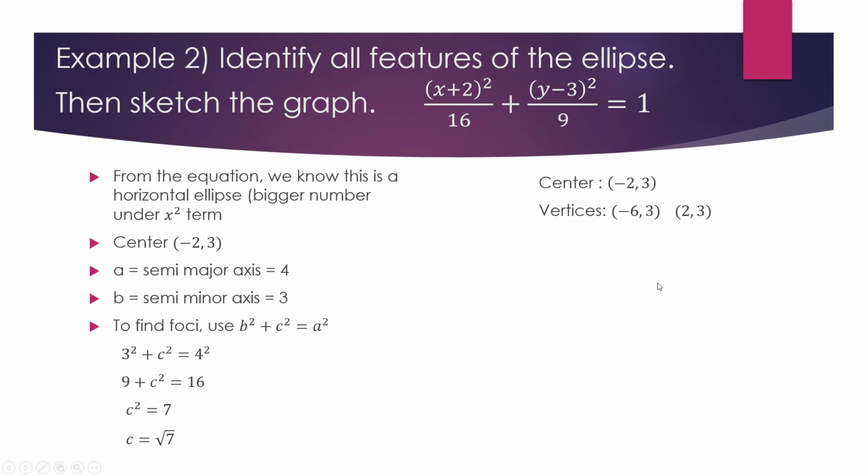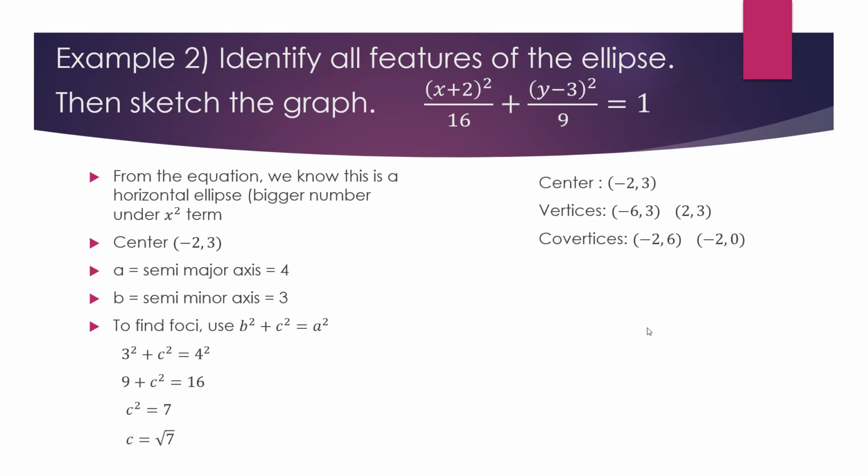For our co-vertices, since our semi-minor axis is 3, we'd be going 3 spaces above and below our center to find those co-vertices. So 3 spaces above -2, 3 would be the point -2, 6. 3 spaces below -2, 3 would be the point -2, 0. And feel free to sketch this out on a graph so you can count the number of spaces.